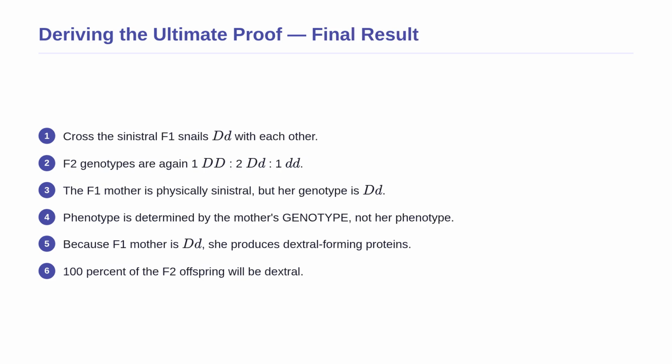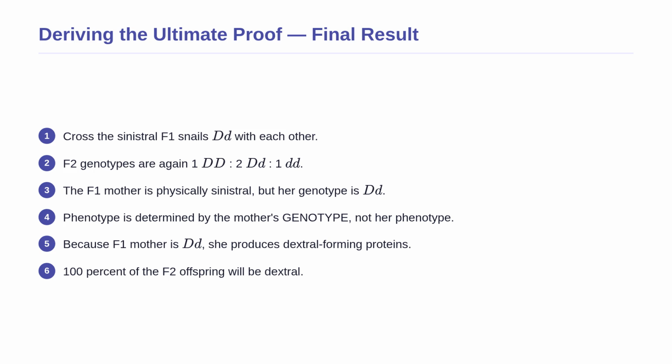Now for the final mind-boggling step of our proof. Let us cross these physically sinistral F1 snails with each other to create the F2 generation. The F2 genotypes are again 1 homozygous dominant, 2 heterozygous, and 1 homozygous recessive. Now, pay very close attention to determine their phenotype. We must look at the F1 mother. The F1 mother is physically sinistral, but her genotype is heterozygous.